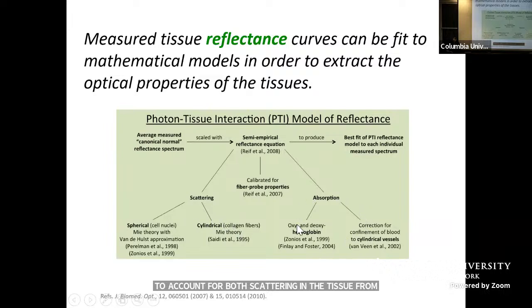We could also correct for absorption from hemoglobin and then calibrate for the fiber optic properties. It actually matters how you deliver light and detect light. And so we were able then to produce a best fit model to the data that we collected. So let me show you what that looks like.